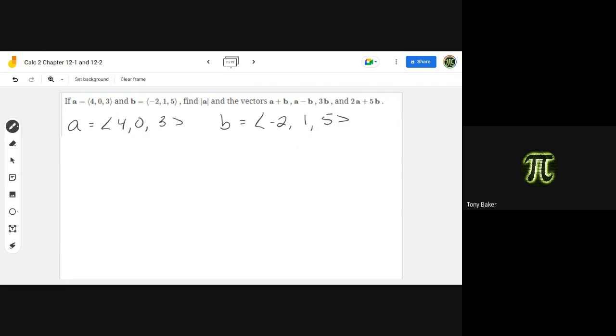All right. Next thing, let's do some adding and subtracting and some scalars. So let's do A plus B. When you write it, you're going to write it as a new vector. So adding is just adding. So 4 plus negative 2 is 2. 0 plus 1 is 1, and 3 plus 5 is 8. That's my new vector.